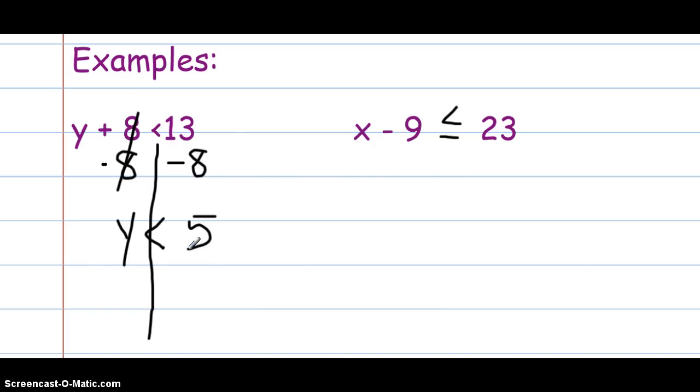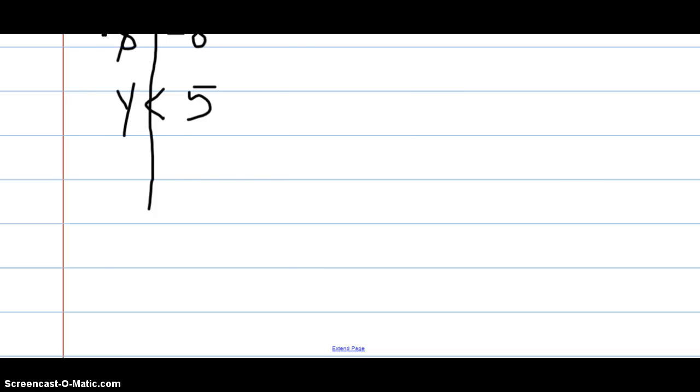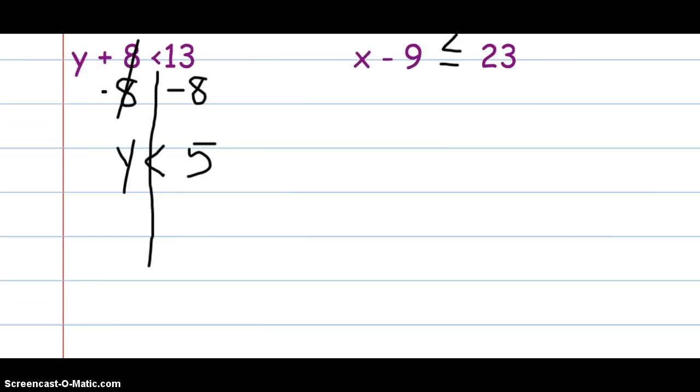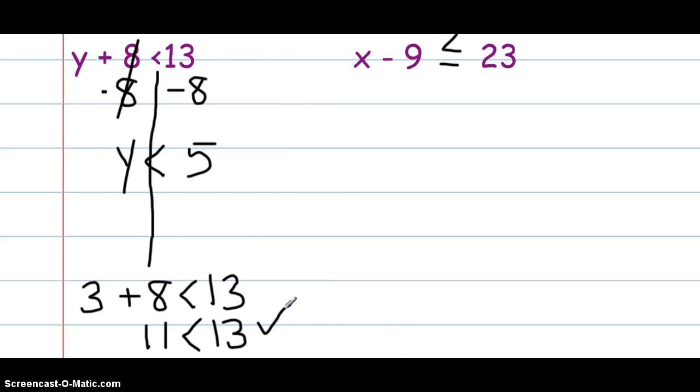So if we check this out, we can choose any number less than 5 and plug it in for y. So let's say we choose the number 3. 3 plus 8 should be less than 13. Well, 3 plus 8 is 11. 11 is less than 13, so our solution set is correct. Now let's look at the problem on the right.